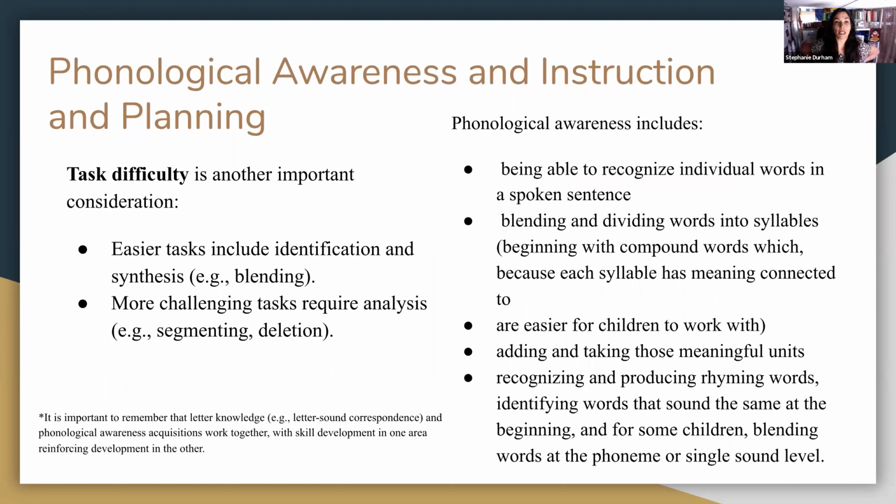So task difficulty is another important consideration. This is important for everyone when they're doing this, because you don't want to make it too difficult for your age group. Easier tasks include identification and blending. And if you do more challenging ones, you would do segmenting, deletion, substitution. Segmenting means putting the word, segmenting it into its parts.